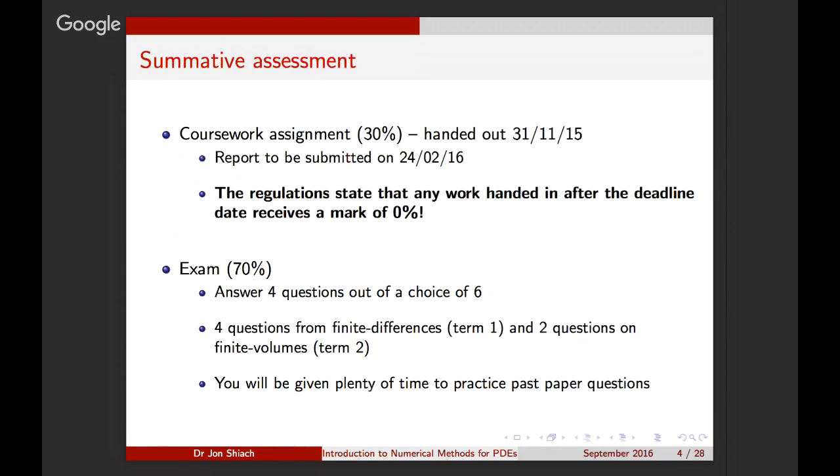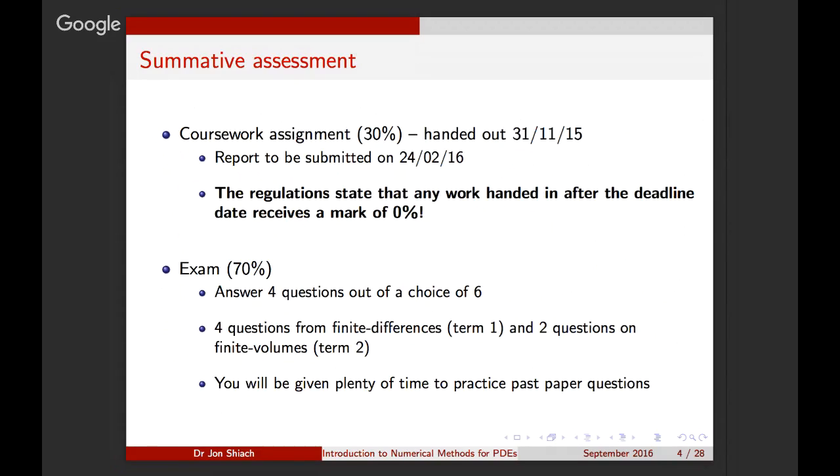Like I said, these slides haven't had a chance to update themselves because of the fire alarm. The report is to be submitted instead of the 24th, I should say the 3rd of February 2017. So your coursework assignment is handed out at the end of November and it's in at the beginning of February. If you think about how long you have, you've got plenty of time to do that assessment.